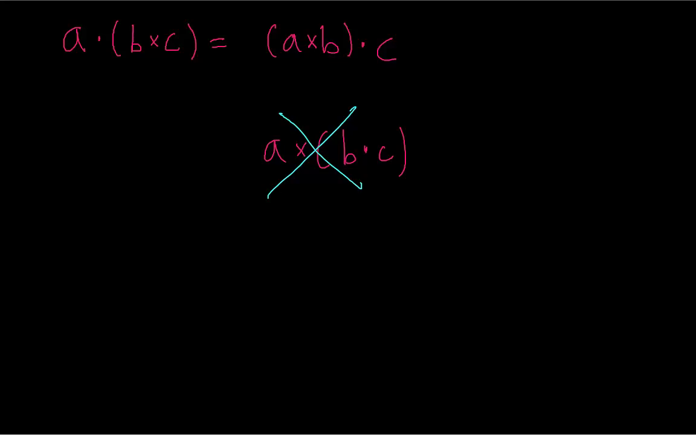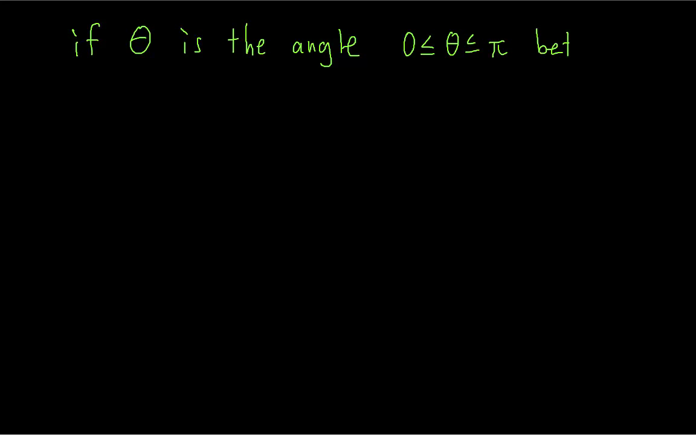Only two vectors can do that. So now we find a relationship between the cross product and the angle between the vectors A and B. Just like how we found that the dot product of two vectors A and B is equal to the magnitude of A times the magnitude of B times the cosine of the angle between them.